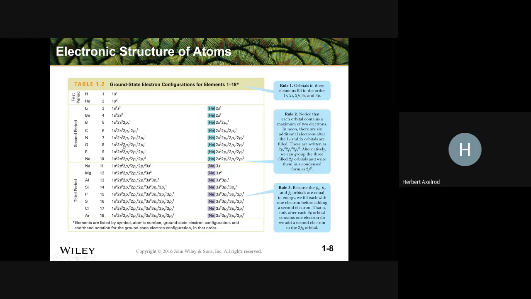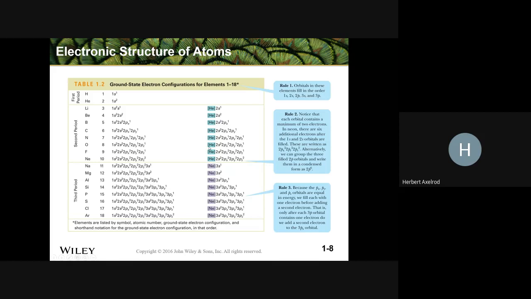So now oxygen, if we count the number of electrons, 2 plus 2 is 4, 1 is 5, 1 is 6. So there's 6 valence electrons. There's 6 electrons in the 2p level, and then there are 2 electrons corresponding to the helium configuration in the lower energy level, okay?